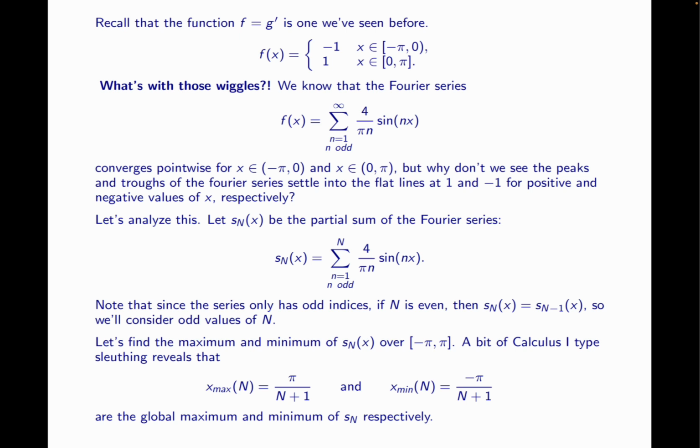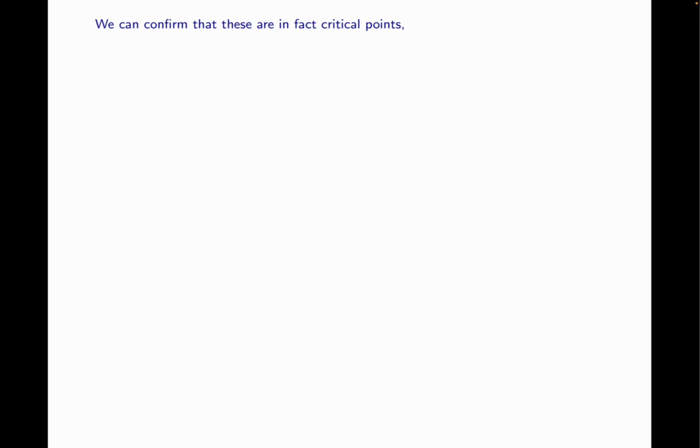And you can rewind in the video and take a look and confirm that the topmost point of the wiggles and the bottommost point of the wiggles does seem to converge to 0 from the left and right as n gets bigger. And we can confirm that these are in fact critical points because the derivative of our partial sum evaluated at x max is exactly this term. And this term, well, it is 0.